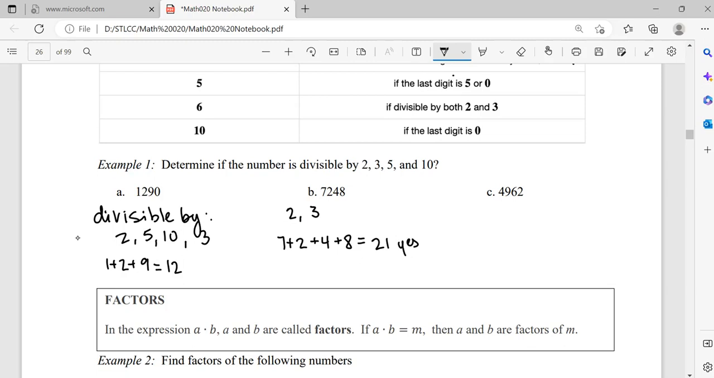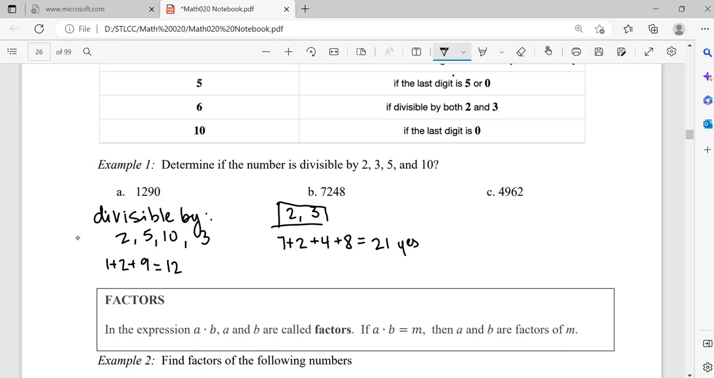And in order for us to be divisible by 5 and 10, the last digit needs to be 5 or 0, and it's not. It's not 5 or 0. So this number is only divisible by 2 and 3.